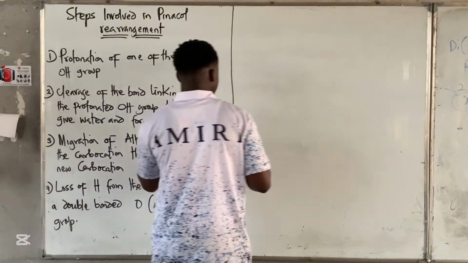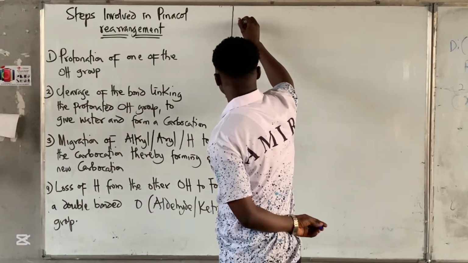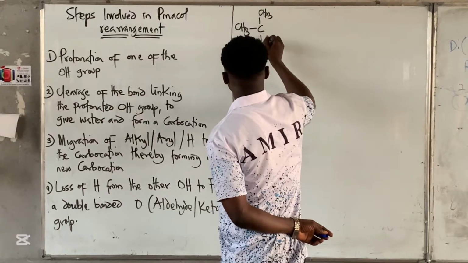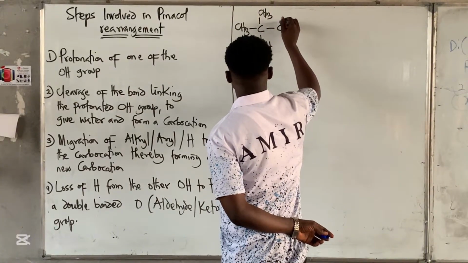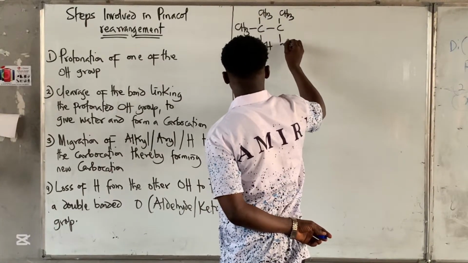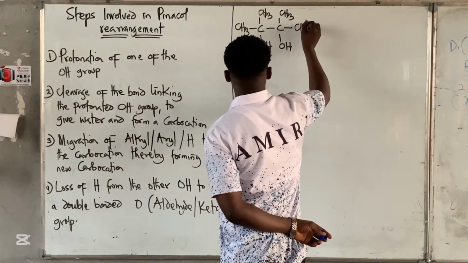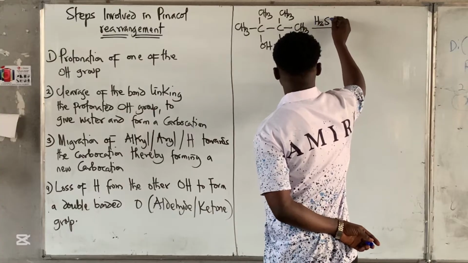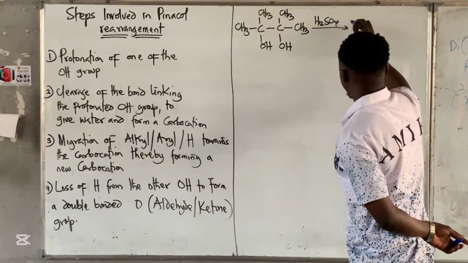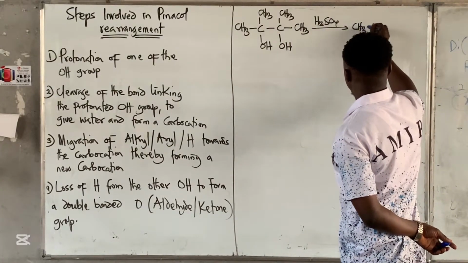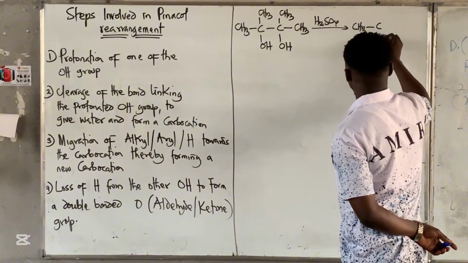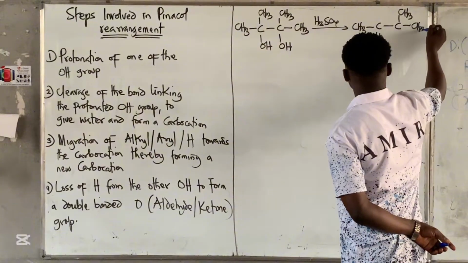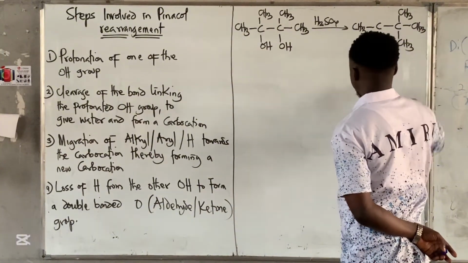Now, first thing first, this is a reaction: CH3, CH3, OH, CH3, OH, CH3. Now, this reacted with H2SO4 and then gave us CH3, C double bonded to O, CH3, CH3, and CH3.